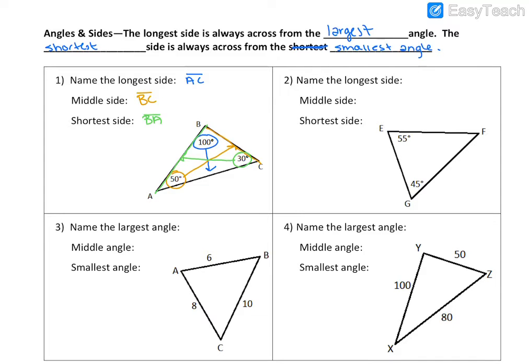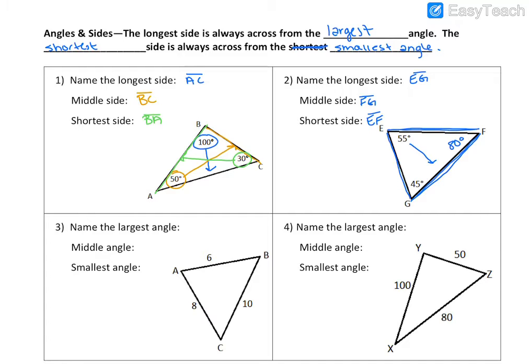So I found that the measure of angle F was 80 degrees, which would have been the largest angle, across from this EG side. The middle angle is 55, across from GF or FG. And then 45 is your smallest angle, across from the EF side.